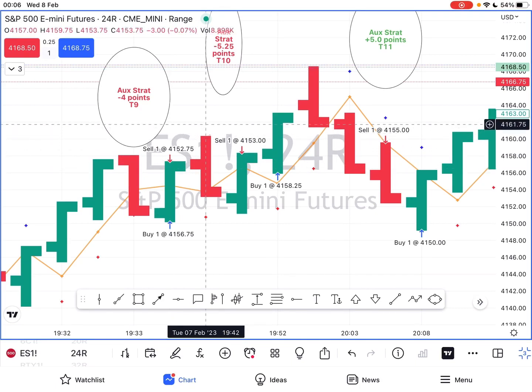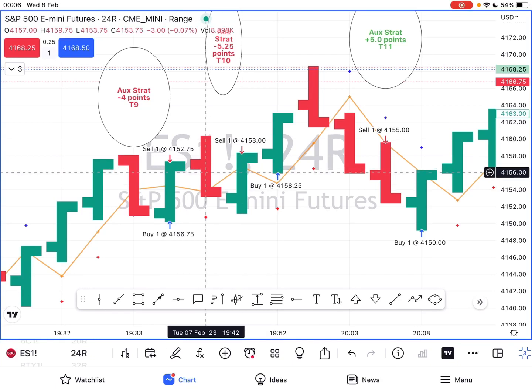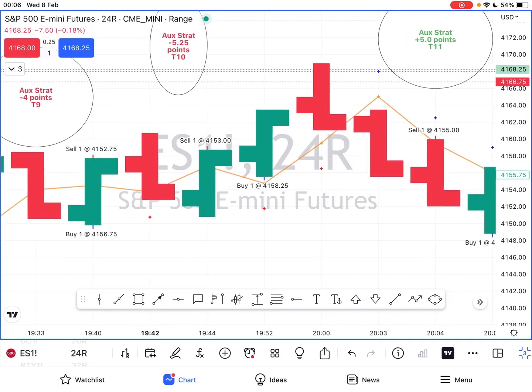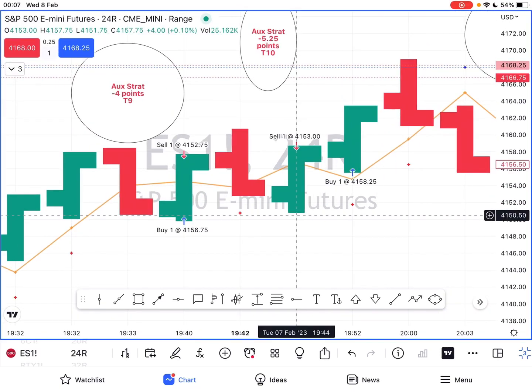This candle here, price went up, came back down. So I thought, well, the area is still an area of interest. So rather than wait for a new setup to go short, I went short. That was against my rules somewhat, and yeah, I was stopped out for minus 5.25 points.